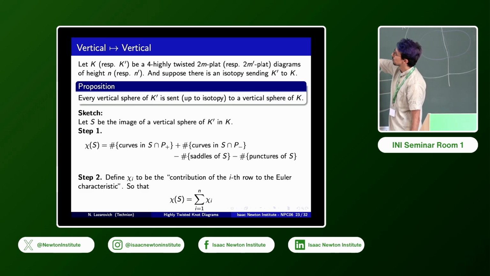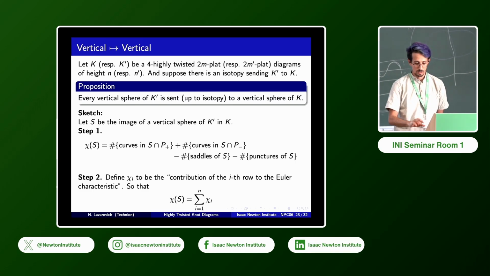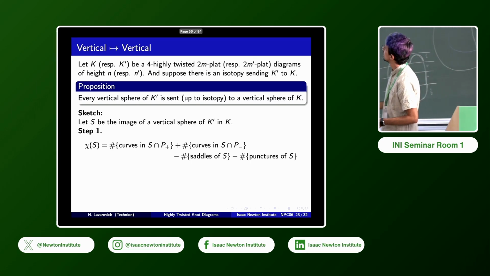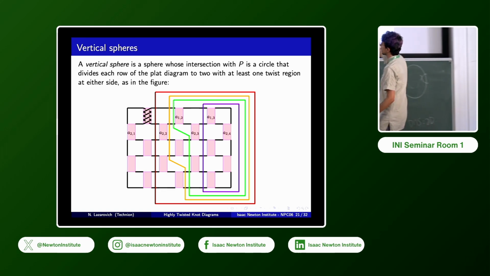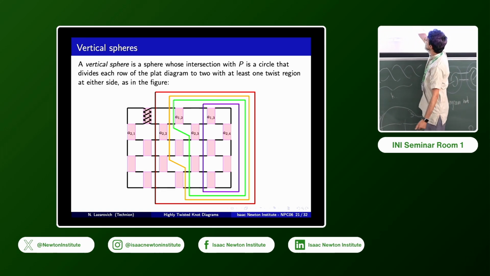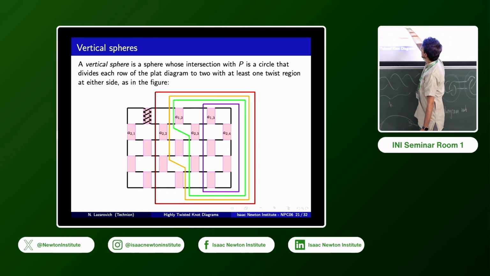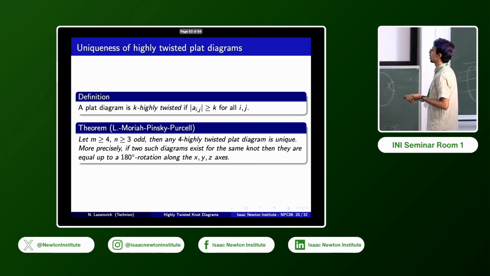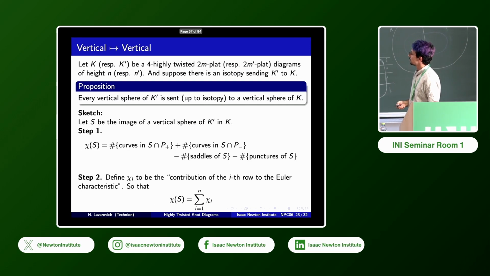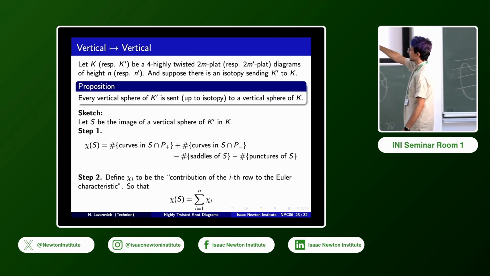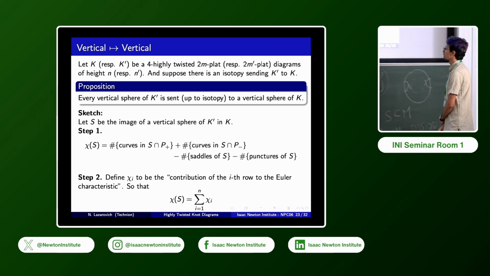And what other things? We want to count how many punctures. So a puncture happens when I move between layers. Let me look at this. It looks much more complicated, but when I move between layers, I either move and create a puncture, or maybe I move through a twist region. So anyway, you take all of those things into consideration and define those chi-i's. For each layer, what is the contribution of this layer?